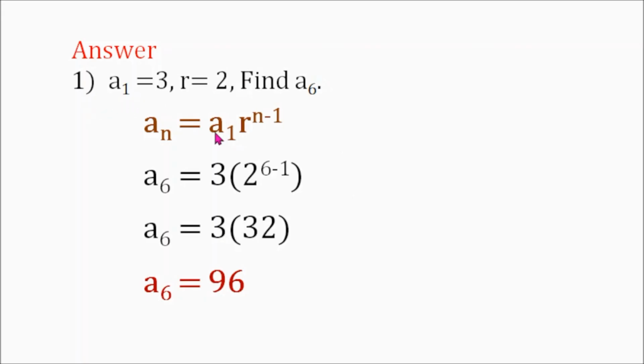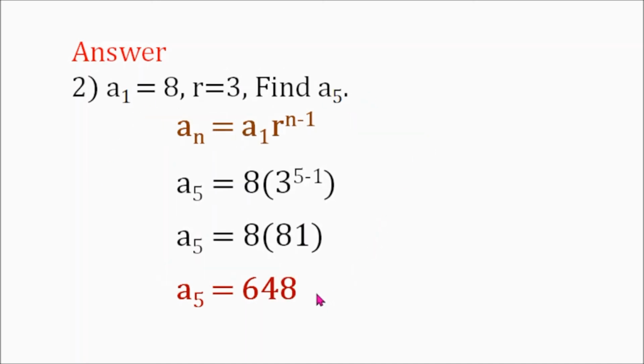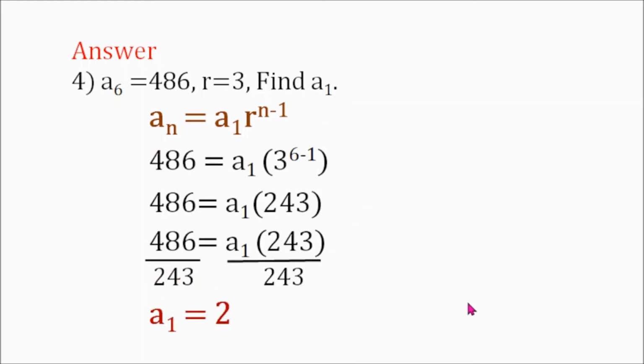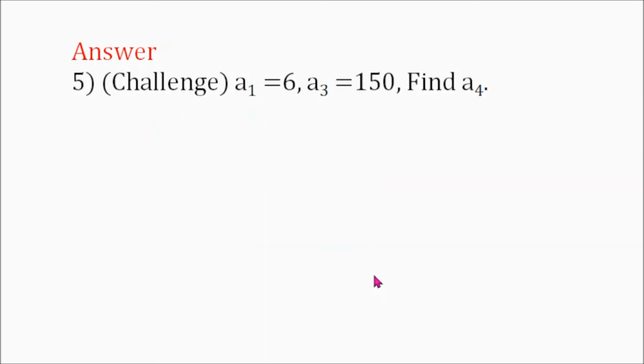For item number 1, the answer is 96, and these are the details of our solution. Number 2, the answer is 648. We have here the details of our solution. Number 3, the answer is 1. We have here the details of our solution. Number 4, the answer is 2, and we have here the details of our solution. And for item number 5, the challenge question, I will discuss it with you.